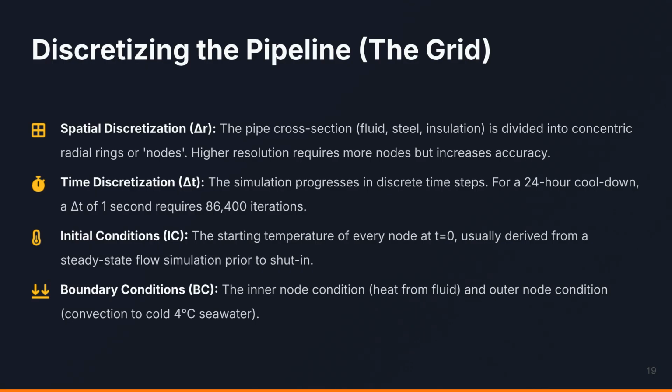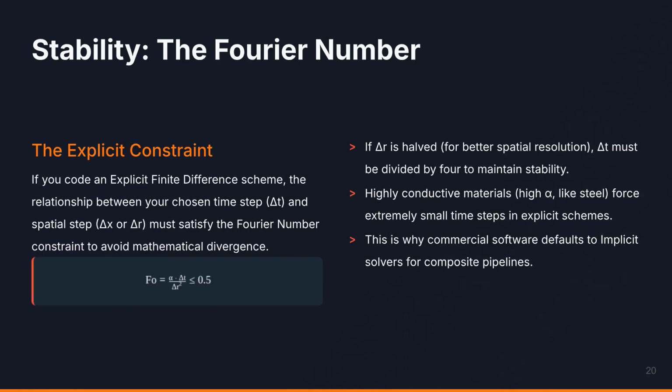We define spatial and time steps, set initial temperatures from steady-state data, and specify boundary conditions for heat from the fluid and the cold seawater. The Fourier number governs stability. If you increase spatial resolution by halving the radial step, the time step must be divided by 4. Commercial software typically defaults to implicit solvers to avoid these constraints.